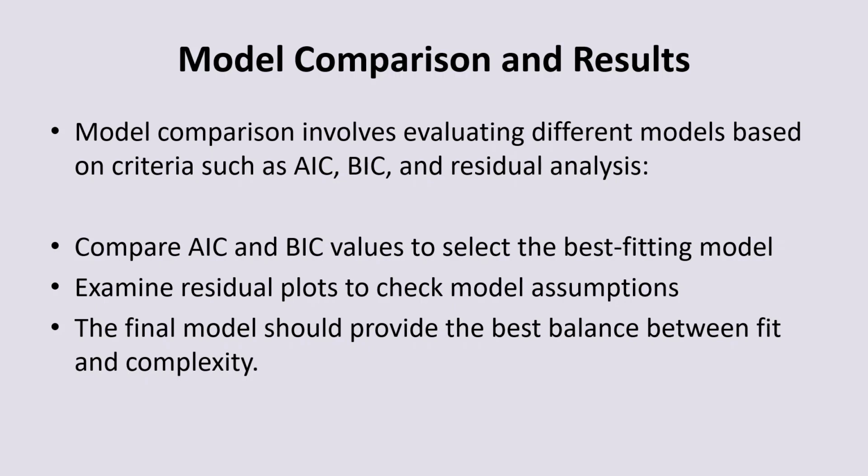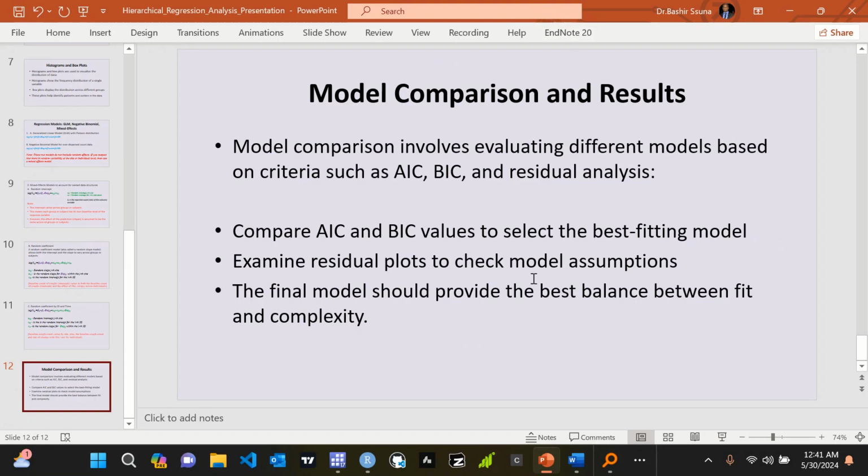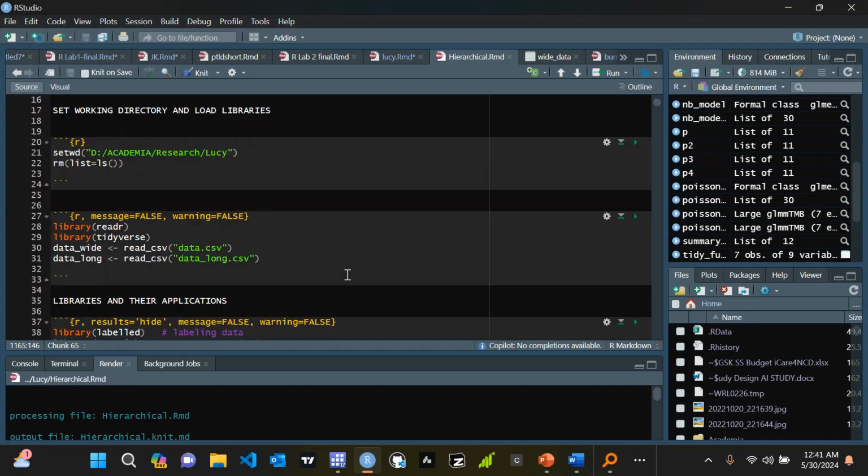We do model comparisons using AIC and BIC, and residual plots. AIC and BIC are always used for models that have likelihoods, that are run through likelihood. So we compare AIC and BIC, and we choose the one with the least AIC and BIC. We also examine residual plots for model assumptions that we can see. And finally, we pick the best fitting model, as we are going to see. So thank you. Let's run straight to R and we see what we were talking about.